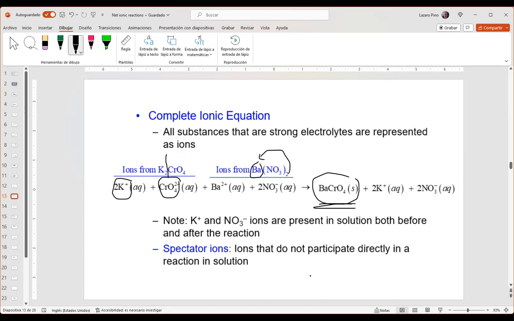Well, you have to look for the spectator ions. The spectator ions are the ones that you have the same on one side as on the other side. And as you do in a math equation, you cancel the same ones on both sides of the equation. The same thing with nitrate and nitrate. What remains then? Barium and chromate remain, and barium chromate in the products.